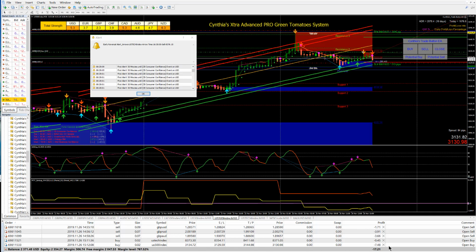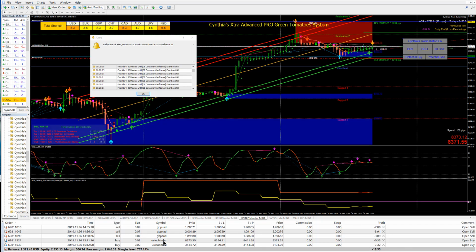So here's the US Tech, my other buy trade. It had a little bit more room for movement, but not much, and it's getting the rejection arrow. The price is being rejected. So now in real life, what I would do is I would manually close the US 500 trade and the US Tech, and I would reverse.